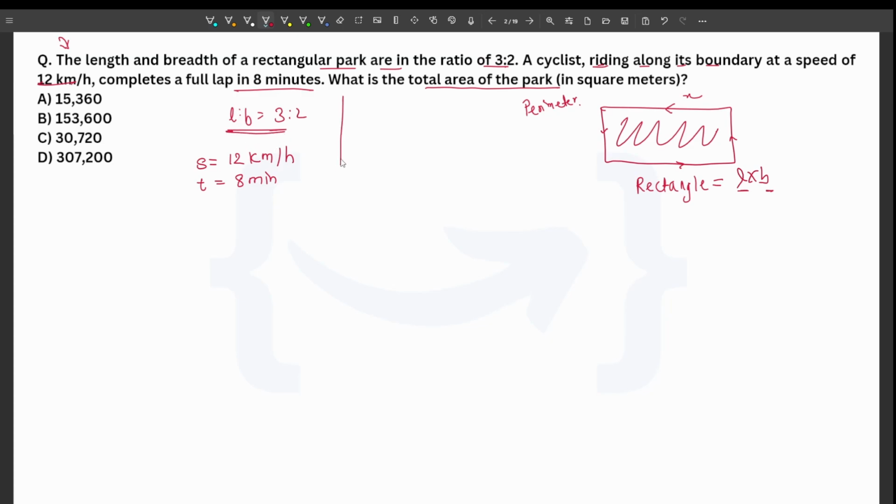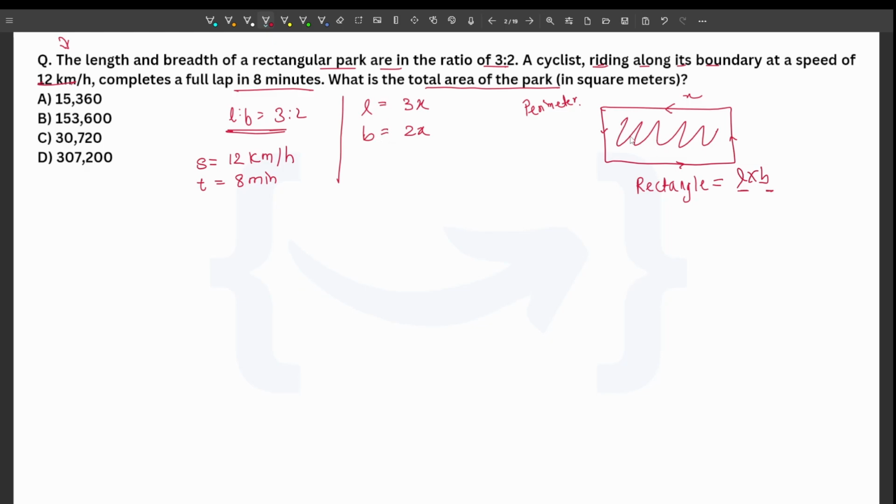But we know that when we have a ratio, we just need to use a variable x. So let's say my length is 3 times x and we have breadth as 2 times x. Okay, so we have our length and breadth with us. Now, what can I figure out?